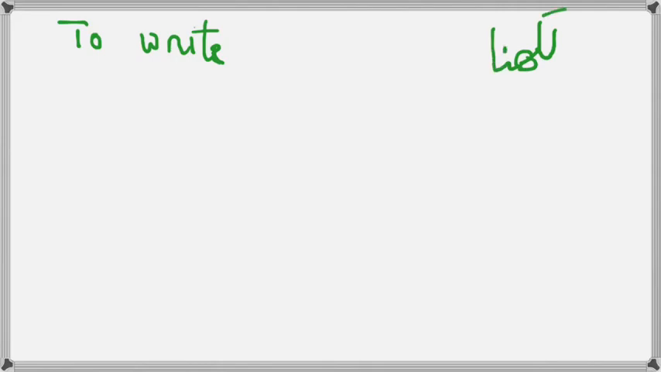Now let's take another verb and discuss negative sentences in past perfect tense. Let's suppose we have got the verb to write. To write means likhna. In English, we say I had written.